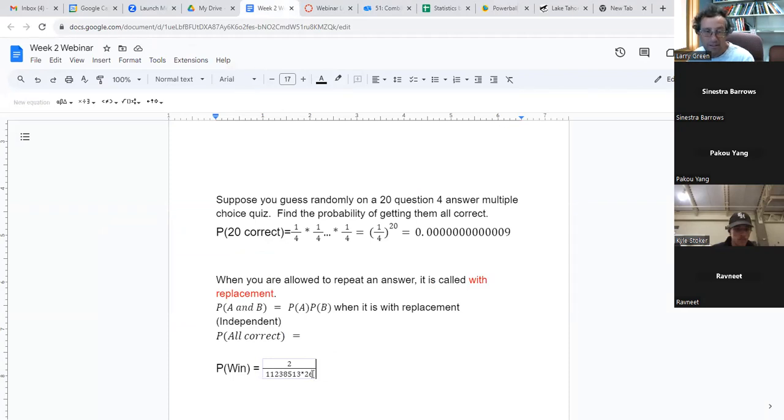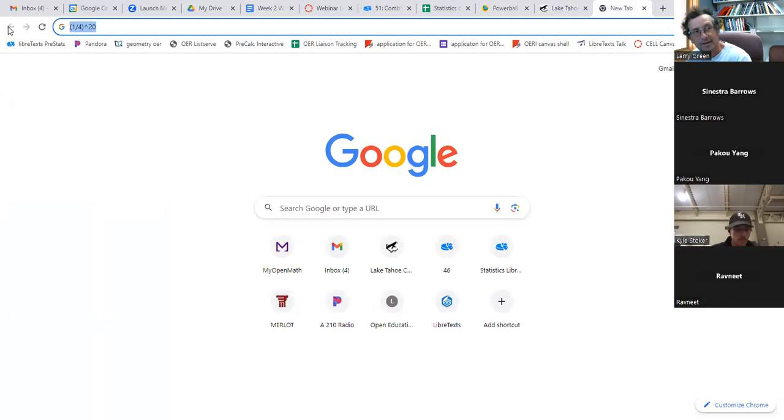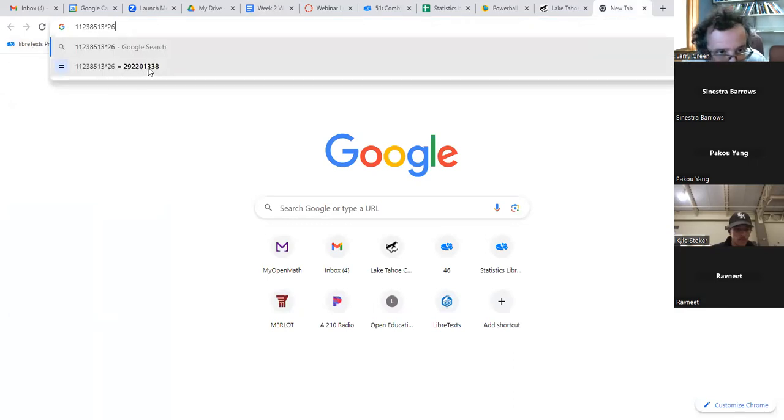Okay, so now let's look at that denominator. And that's such a big number, it's hard to read. 292,201,338. So my probability that this is a winning ticket is 2 over 292,201,338. Okay, so what do you think? Think I'll win? Think I got a winning ticket? Yeah, probably not very likely to be the big winner.